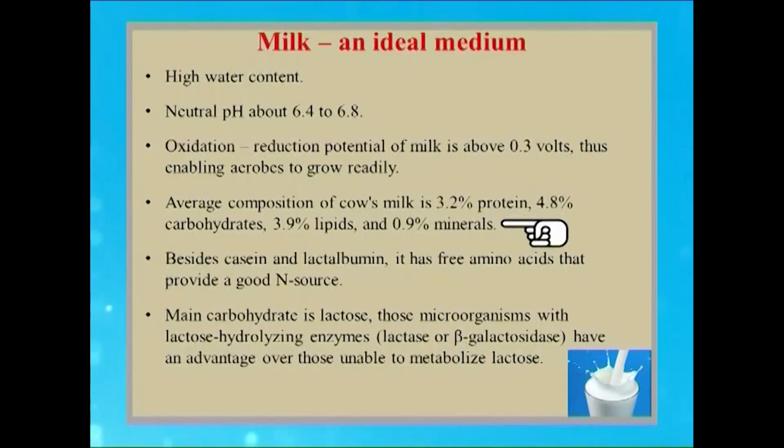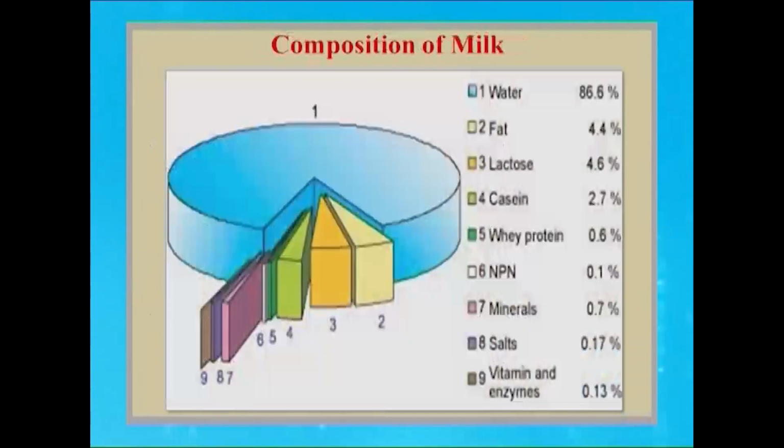The average composition of the milk, if I look into it, contains about 3.2% of protein, 4.8% of carbohydrate, 3.9% of lipid and 0.9% minerals. If I go into the detail about the composition of the milk, we find that we have the presence of fat, then casein, whey protein and minerals and salts.